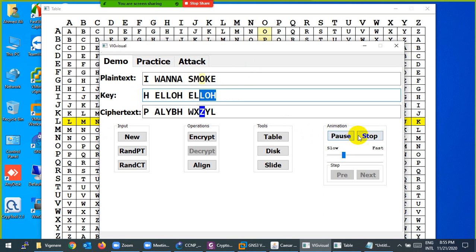So if I receive this message, I will put it in this table and I will find out I wanna smoke. I will copy this message and put it here, and I will put the key which I know and I will say decrypt. And it will show me I wanna smoke. It will decrypt it for me using this table. So this was also a method.